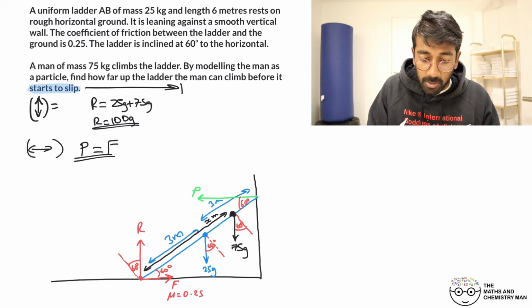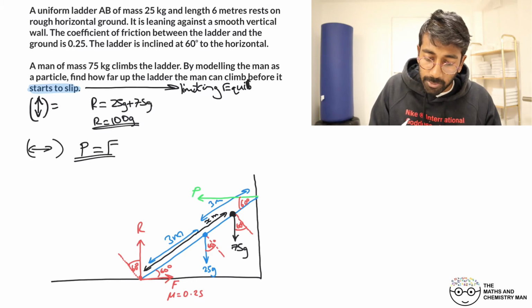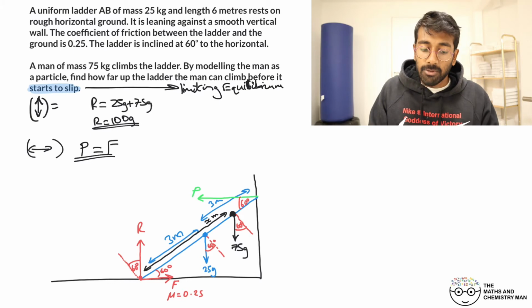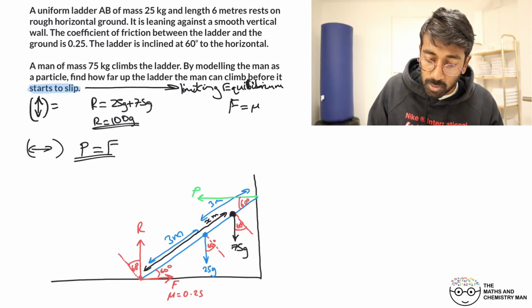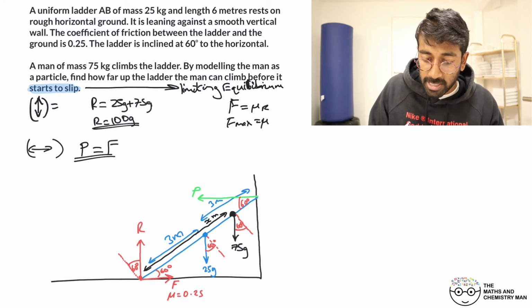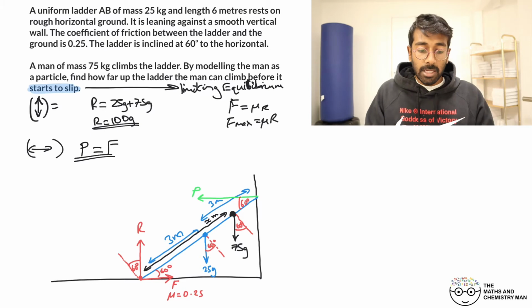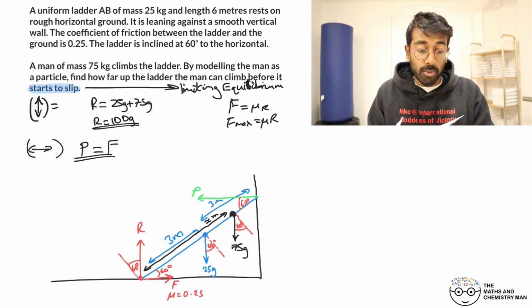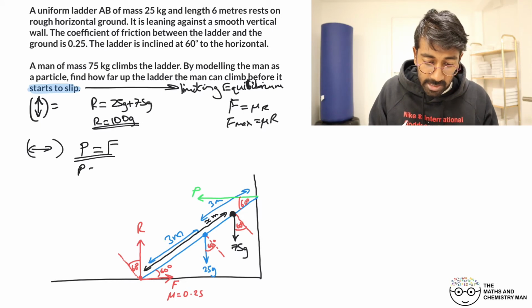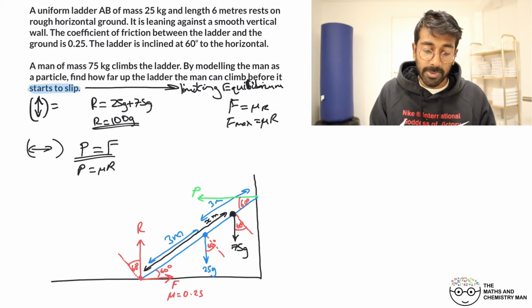When it starts to slip, we're in limiting equilibrium. And what do we know when we're at limiting equilibrium? Equilibrium, let's spell that correctly. Goodness. Right, when we're in limiting equilibrium, we know that F is equal to mu R. So that's F max. So we've reached maximum friction, and that's mu times by R. So what we can do is, well, we can substitute this F here for mu R. So we can say P is equal to mu times by R.